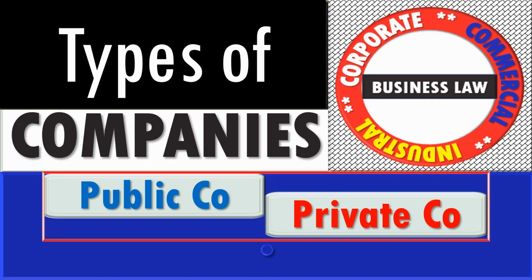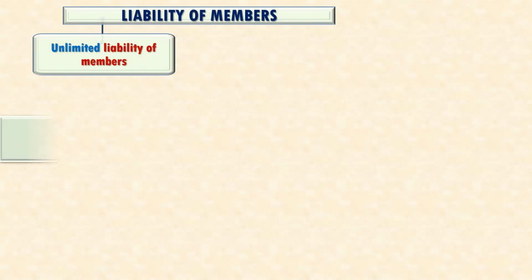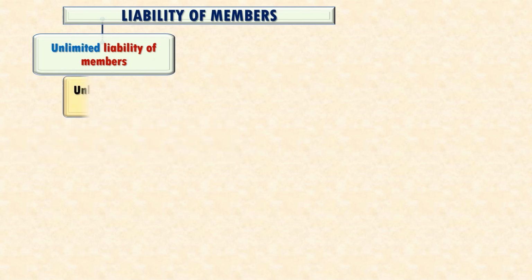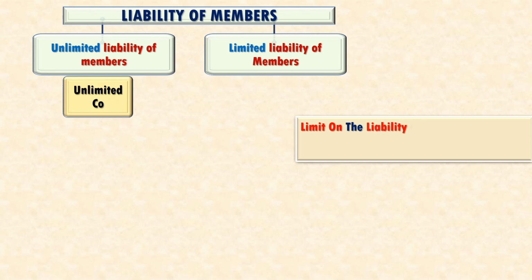An overview of types of companies and a brief comparison between public company and private company. Main classification of companies is always on the basis of liability of members. If there is unlimited liability, it is an unlimited company. If the liability has got a limit, then it is a limited company.